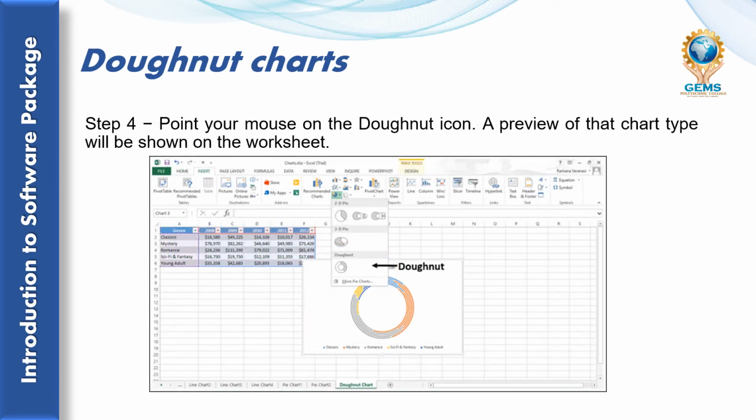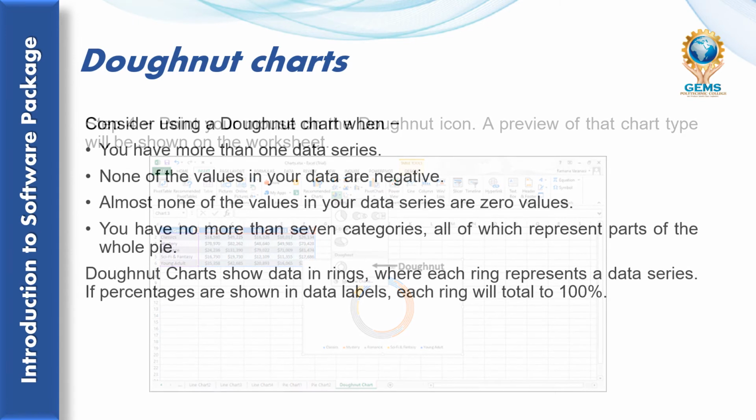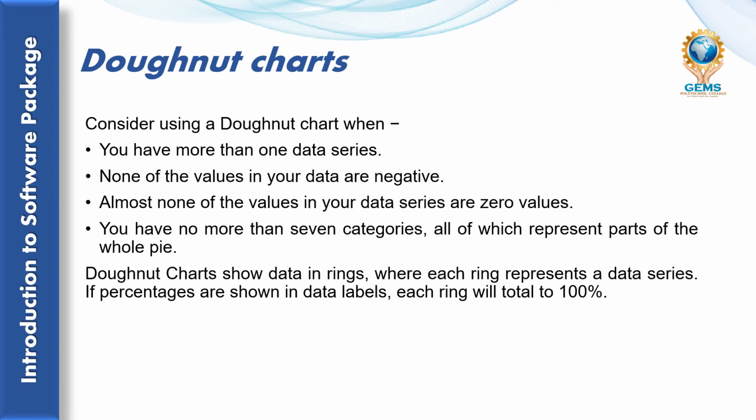In this image, you can see how to preview that chart type in your worksheet. So how to do it? Point your mouse on the donut icon, and a preview of that chart type will be shown in the worksheet. So what is the use of the donut chart, or when do you have to use it?